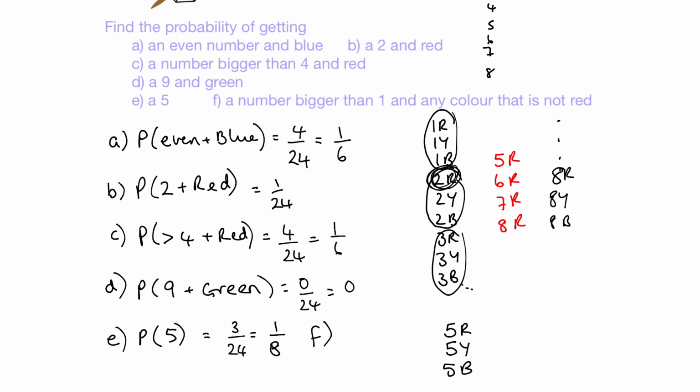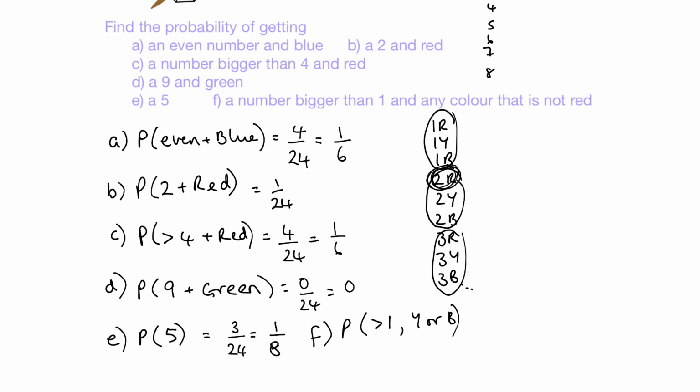Excuse me, I'll get rid of this, get some space. Lastly, a number bigger than 1 and any colour that is not red. So probability bigger than 1 and, well, it's basically yellow or blue, isn't it? Okay, so the numbers bigger than 1 are 2, 3, 4, 5, 6, 7, and 8. And the colours that are not red are yellow and blue.